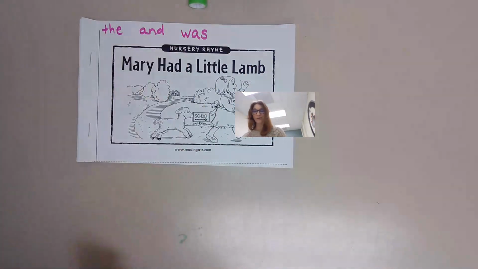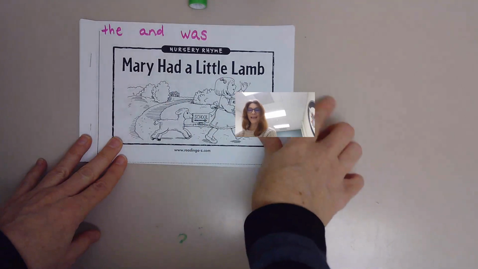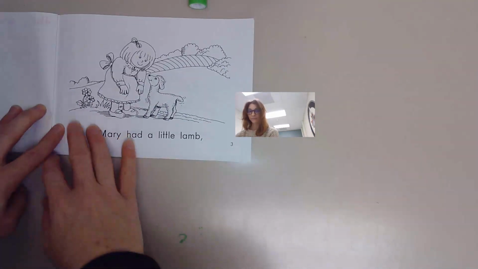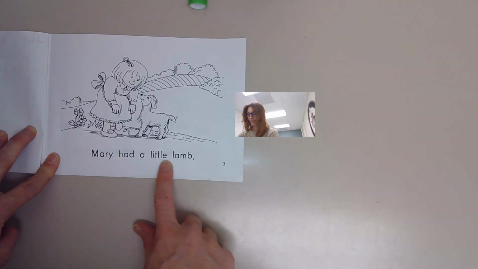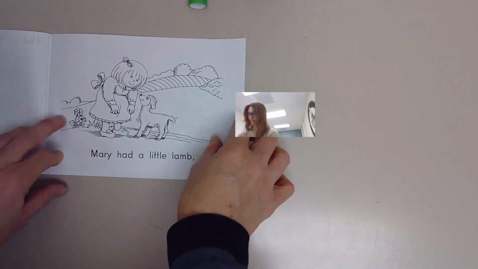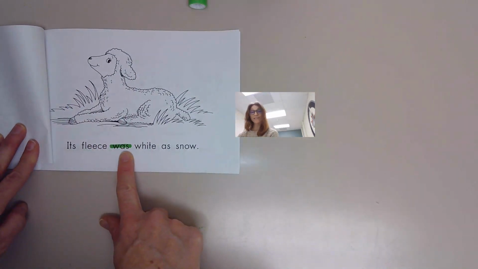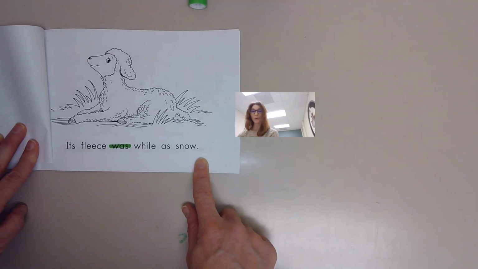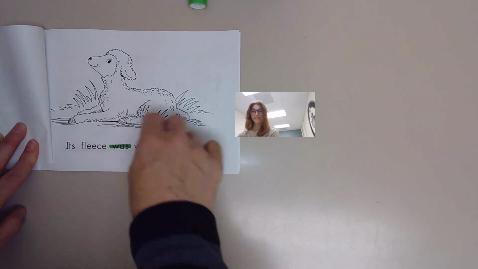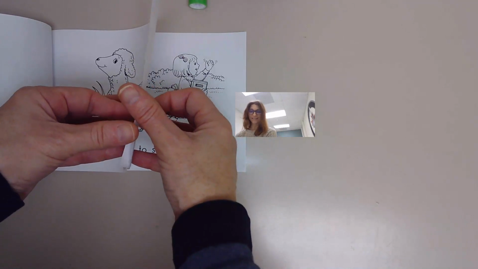Okay, and now here we go. Let's read our story. Mary had a little lamb. Mary had a little lamb. Its fleece was white as snow. So its fleece, its wool is nice and white.